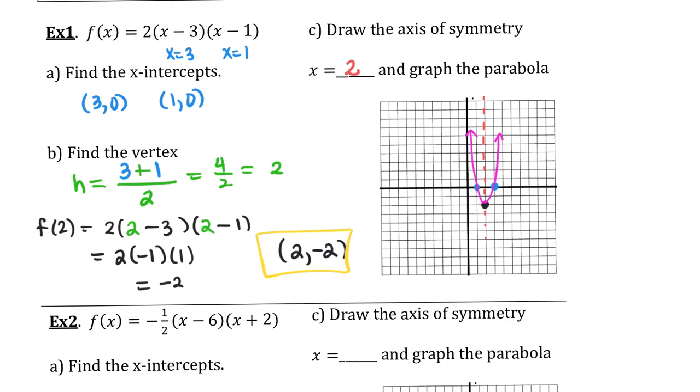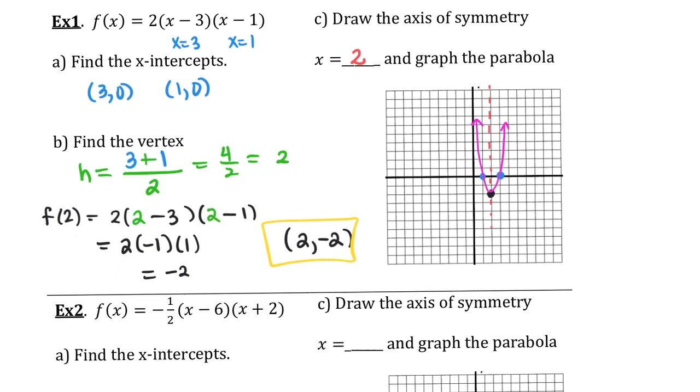Okay, so it looks something like this. If I go back to the original equation, the A value is the 2. This is opening up, and it has a stretch of 2. Right, 1 up 2, left 1 up 2. So that looks right. Let's do one more together, and then you'll try them.